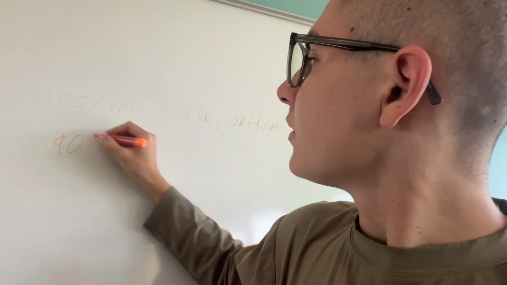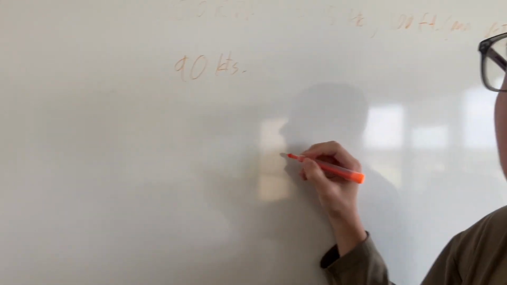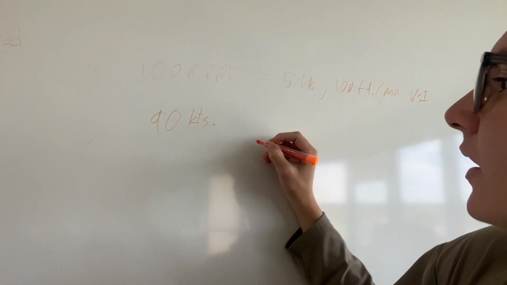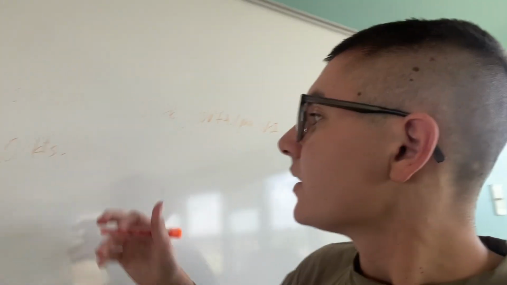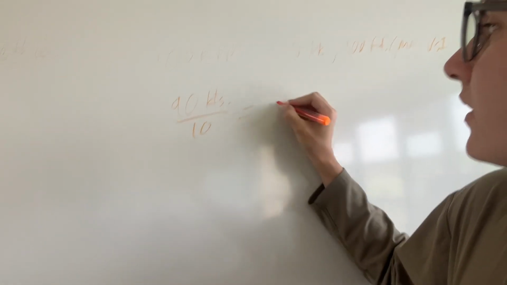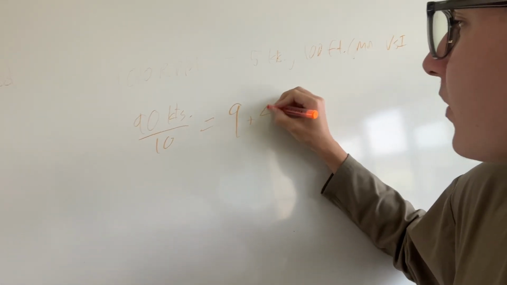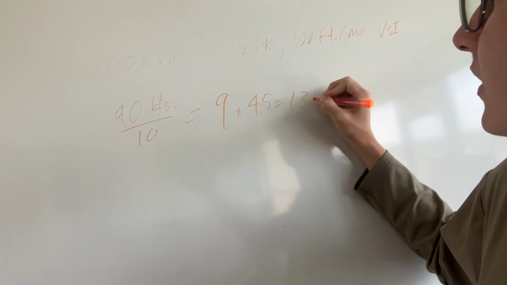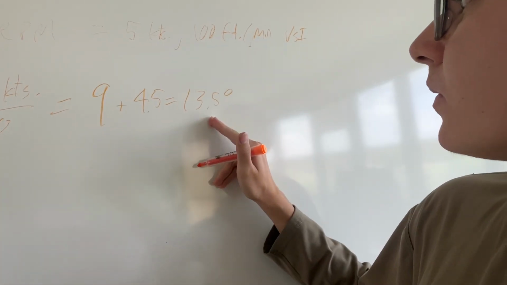Because it's a math problem, I think it's important to write it on the board. So let's say you're at 90 knots and you want to find your bank angle for a standard rate turn using only your instruments. And essentially, you'll have to divide that by 10. That'll give you 9. And then you take half of 9, which is 4.5. That gives you 13.5 degrees. And that is the rule for standard rate turns.